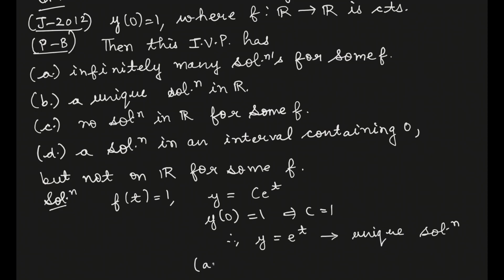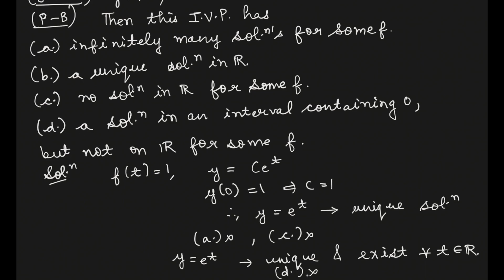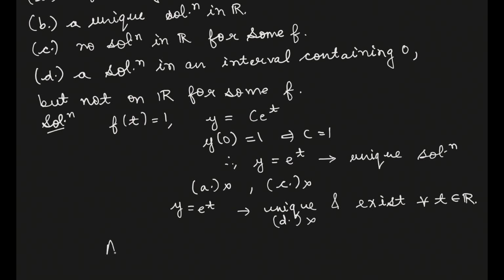So option A will be discarded. Option C is also discarded. So directly I can say that this solution y equal to e to the power t is unique, and it exists for all t belonging to real numbers. So option D is also wrong. So the correct answer is option B.